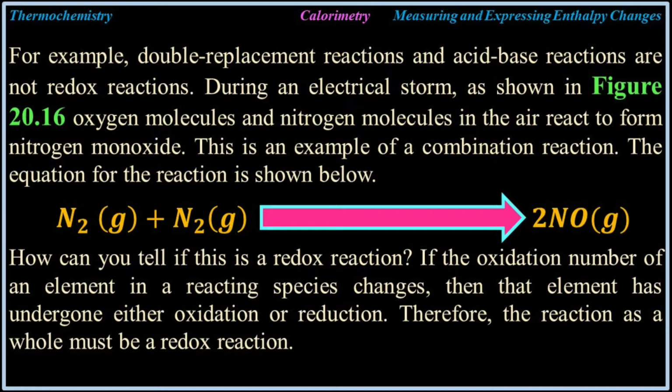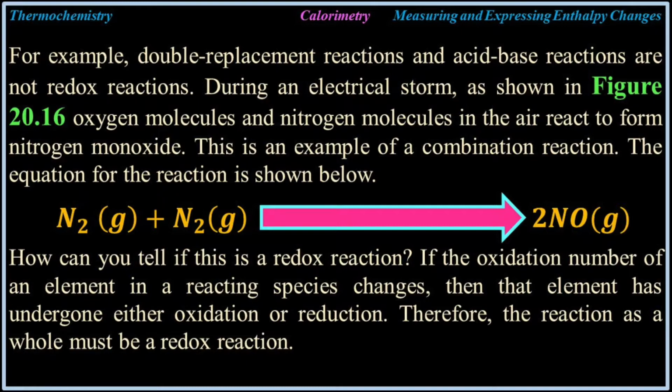For example, double replacement reactions and acid-base reactions are not redox reactions. During an electrical storm, as shown in figure 20.16, oxygen molecules and nitrogen molecules in the air react to form nitrogen monoxide. This is an example of a combination reaction. The equation for the reaction is shown below.